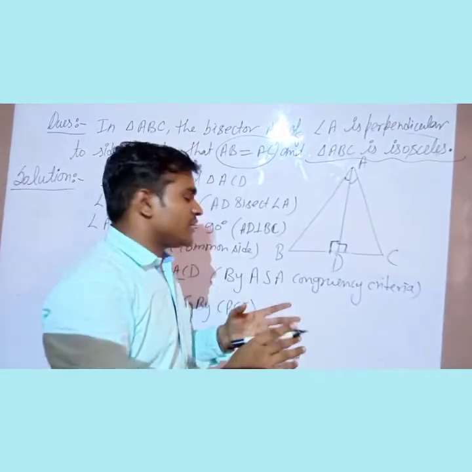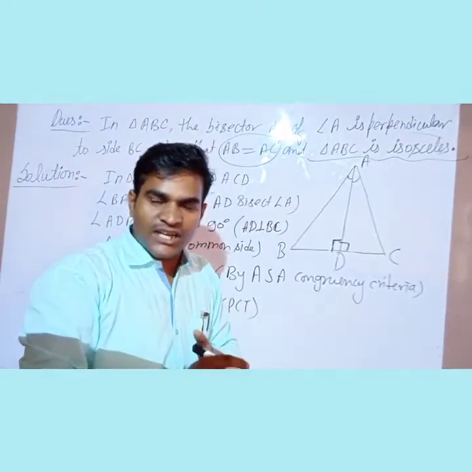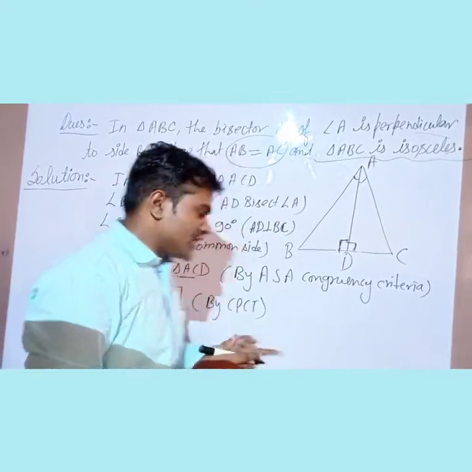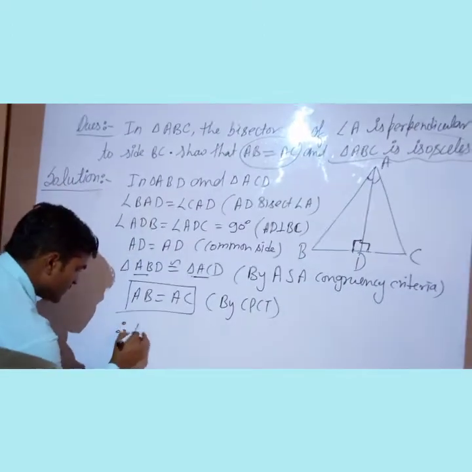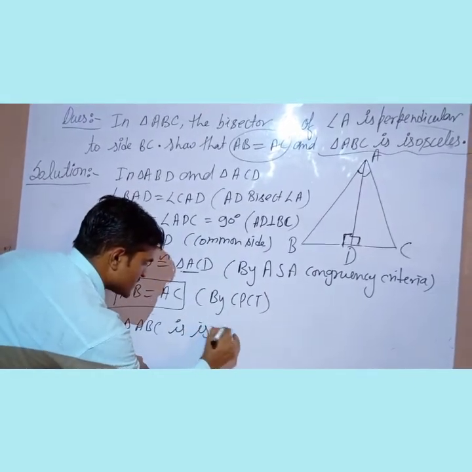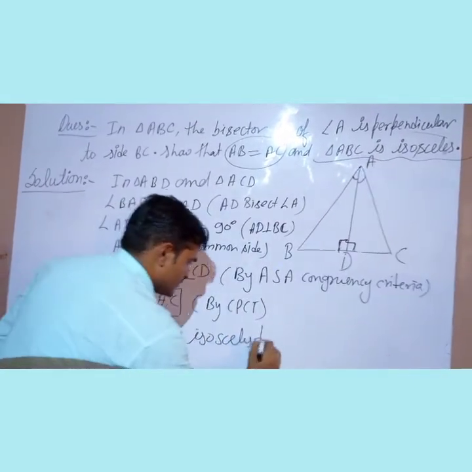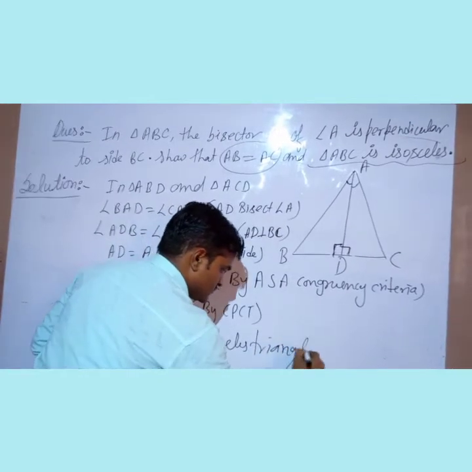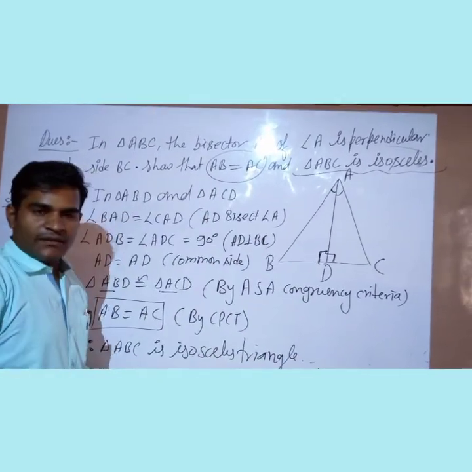We know that a triangle having two equal sides is called an isosceles triangle. Therefore, triangle ABC is an isosceles triangle. That's good.